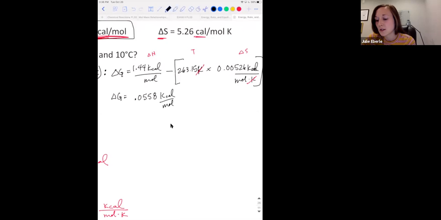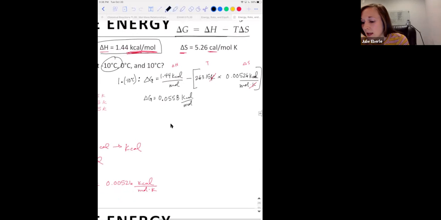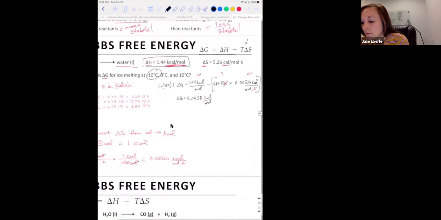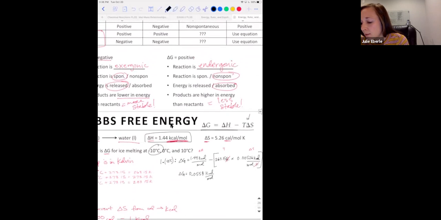Okay, so the question is, is this a positive or a negative delta G? Positive. It's barely positive. It's a small number, but it is positive. And so that answers the question. Is this spontaneous or not? Remember, a positive delta G is non-spontaneous. So ice will not melt at negative 10 degrees Celsius, in case you were wondering.